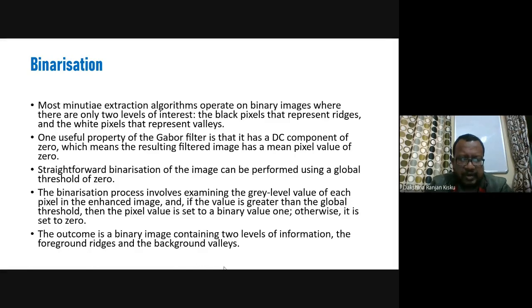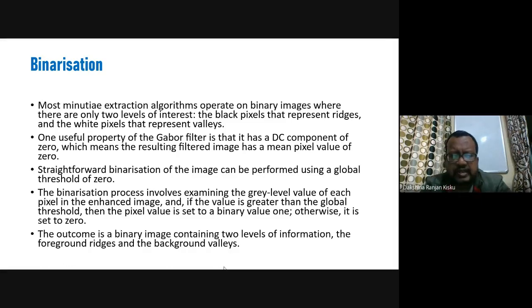Now what is the binarization process? In binarization, we obtain two different levels in the fingerprint image. One level represents the black pixels, another level represents the white pixels. That means the black pixels represent the ridges and the white pixels represent the valleys. For this binarization process, we can use one useful property of the Gabor filter, called the DC component of zero. Now what is the DC component of zero?